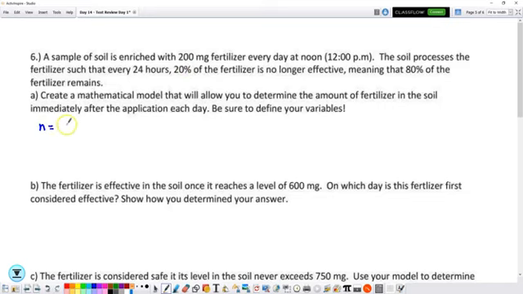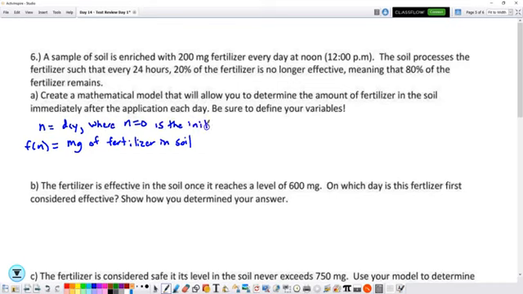I'm going to have n be what day we're on, days since we started adding fertilizer. I'm just going to go with day. That's sufficient. And I'm going to say f of n is going to be the milligrams of fertilizer in the soil. And I'm going to start this such that day where n equals 0 is the initial application of fertilizer.